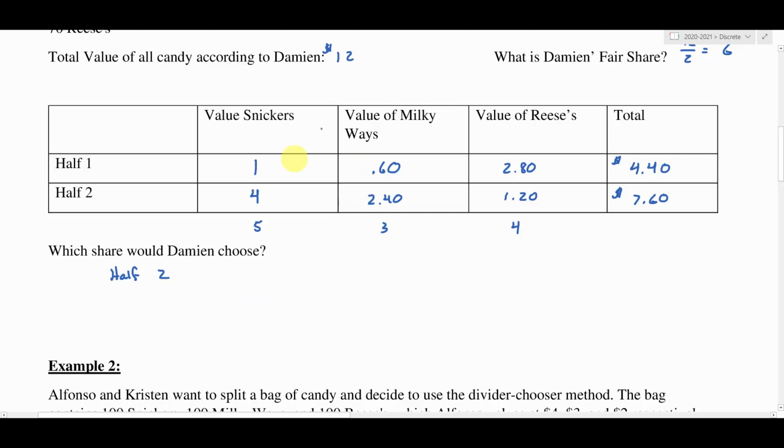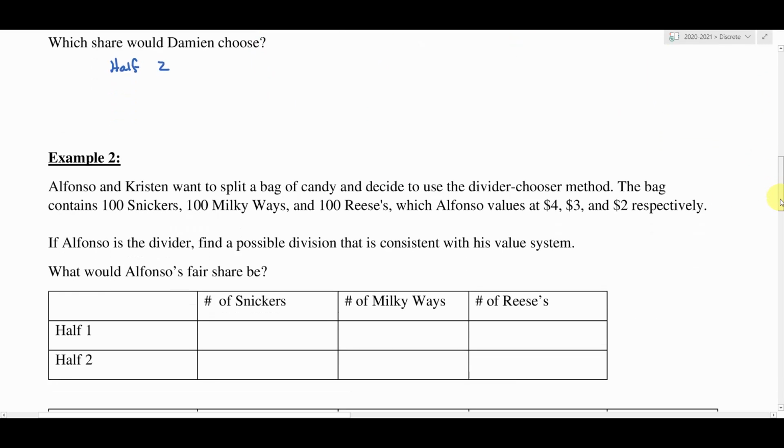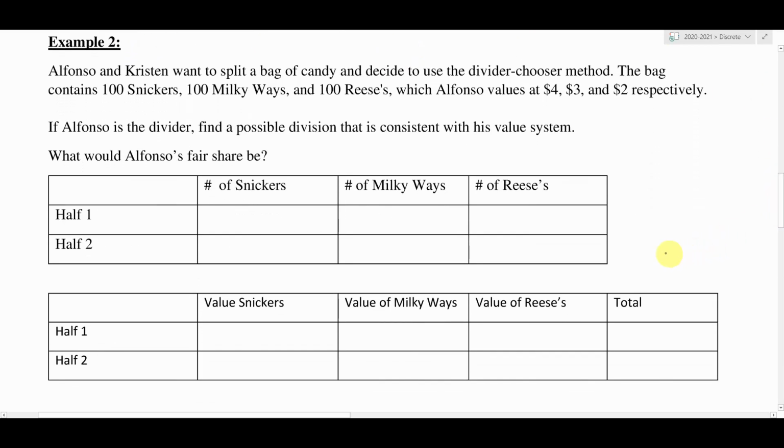Okay. So that is a problem that really looks at the divider-chooser method from the perspective of the chooser. What we're going to do in example 2 is look at it from the perspective of the divider. In this example, we have Alfonso and Kristen who want to split a bag of candy again. They're going to use the divider-chooser method, and the bag contains the same number of candies: 100 Snickers, 100 Milky Ways, and 100 Reese's.